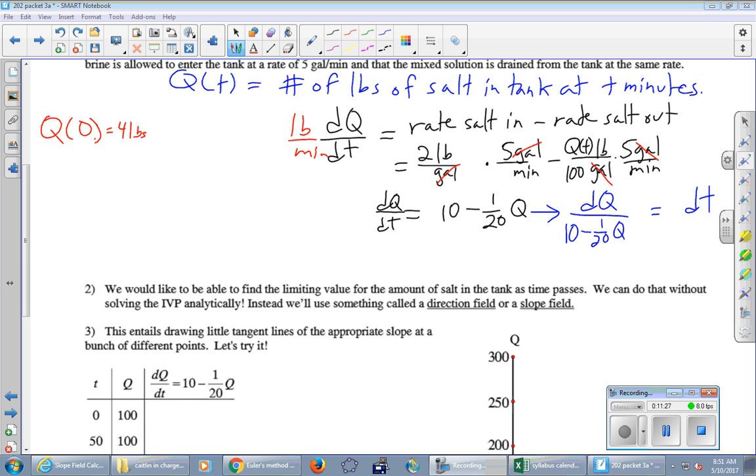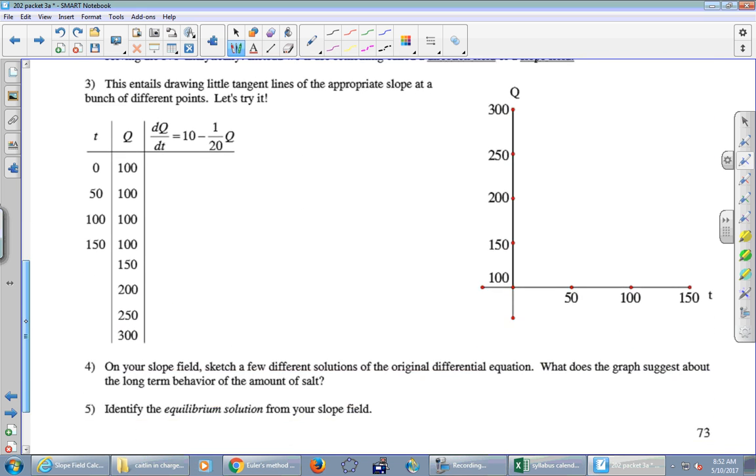Okay, so I think we're good there. Number 2, we'd like to be able to find the limiting value for the amount of salt in the tank as time passes. And again, if this is the river, what's the long-term effect of putting these pollutants in the river? Is it going to destroy the ecosystem, or can the river process the pollutants fast enough that it's really going to have a negligible impact? So we could solve that differential equation analytically using this separation of variables technique. Instead, we're going to use something called a direction field or a slope field. Number 3, this entails drawing little tangent lines at the appropriate slope at a bunch of different points.